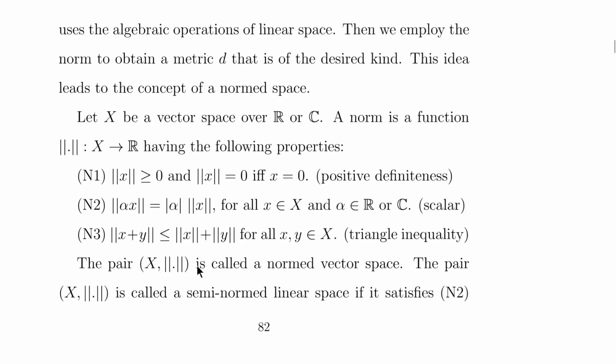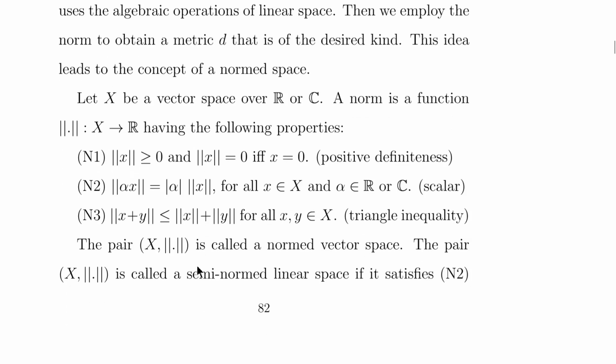So let X be a vector space over the field R or C. A norm is a function having the following properties. Number one, norm of x is greater than or equal to 0, and norm of x is equal to 0 if and only if x is equal to 0. This is the positive definiteness property.